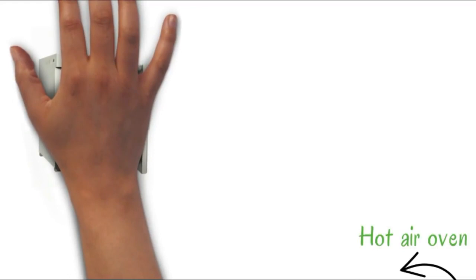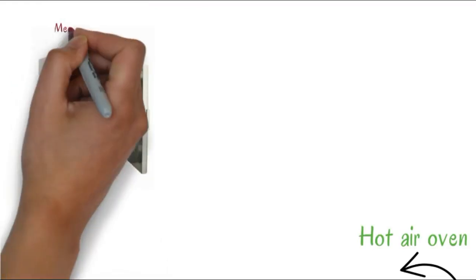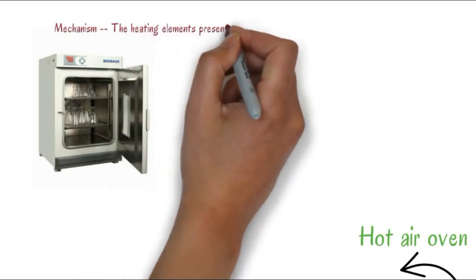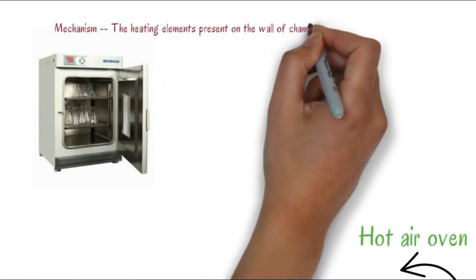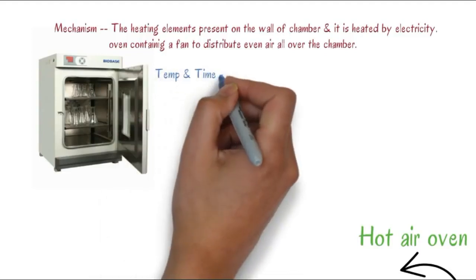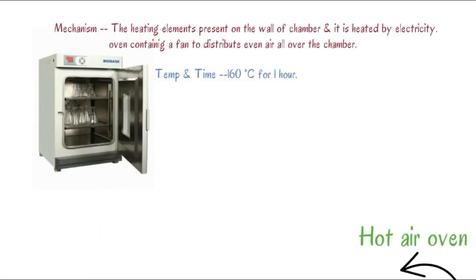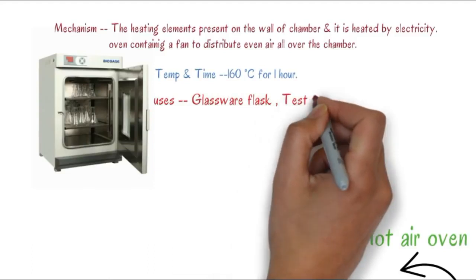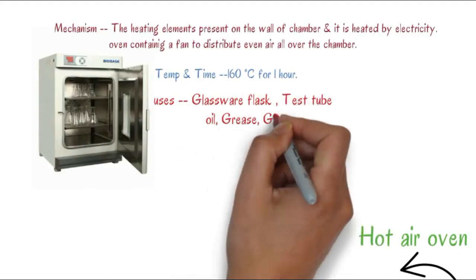Another is the hot air oven, which is very common and important in microbiology. Mechanism: hot air in a chamber containing a heating element. It is activated by electricity and contains a fan which distributes air evenly and thus kills microorganisms by oxidation. Temperature: 160 degrees Celsius for 1 hour. Uses: it is mainly used for sterilization of glassware, flasks, test tubes, oil, grease, glycerol and dusting powder, etc.